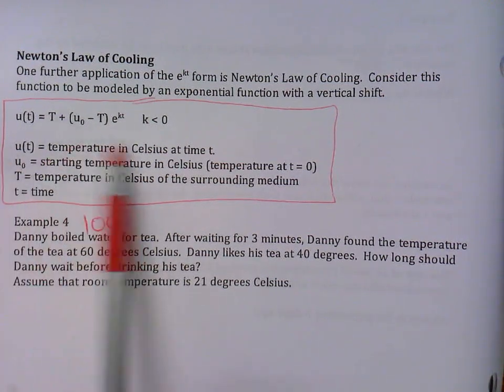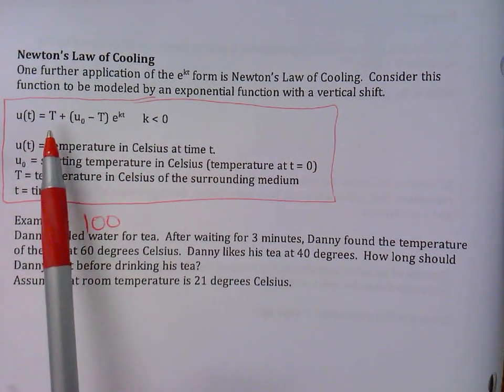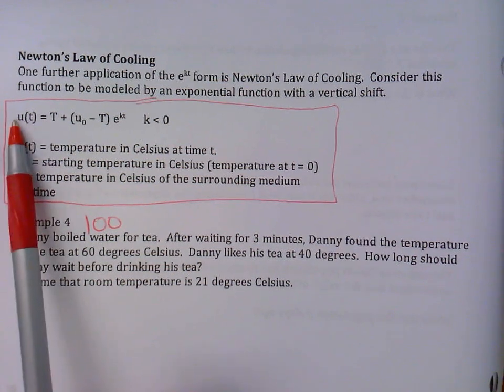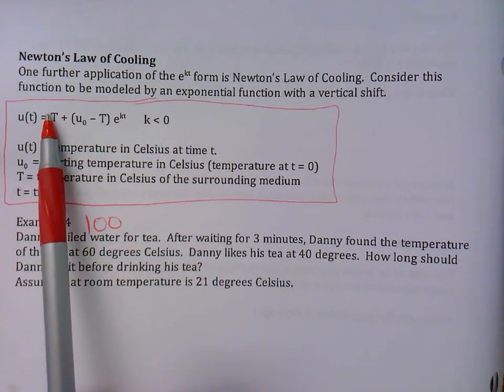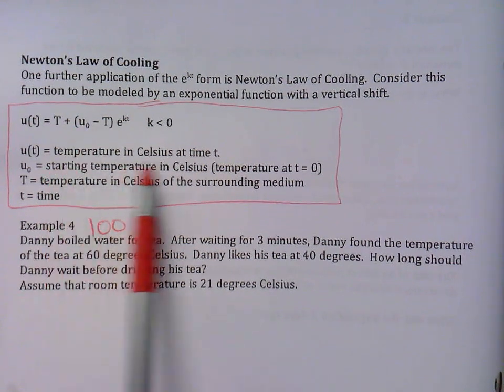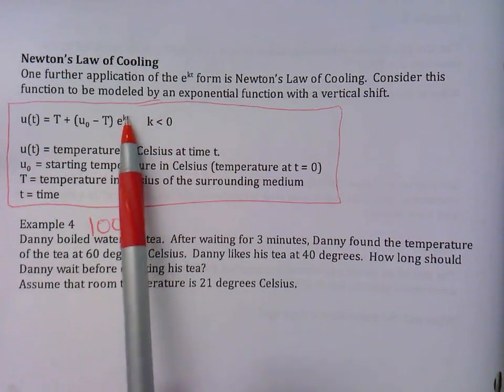So our first step is to calculate K for this cooling situation. So it says U of T is the temperature after so many minutes. Capital T is the surrounding room temperature. U sub 0 is the starting temperature. That's the boiling water. And then little t is your time.